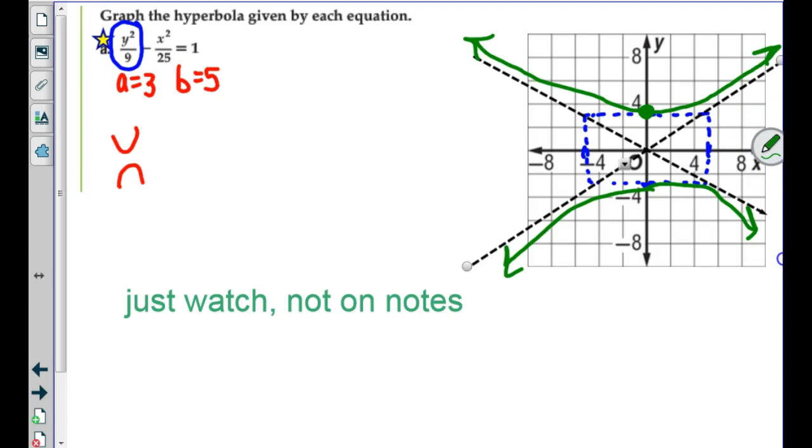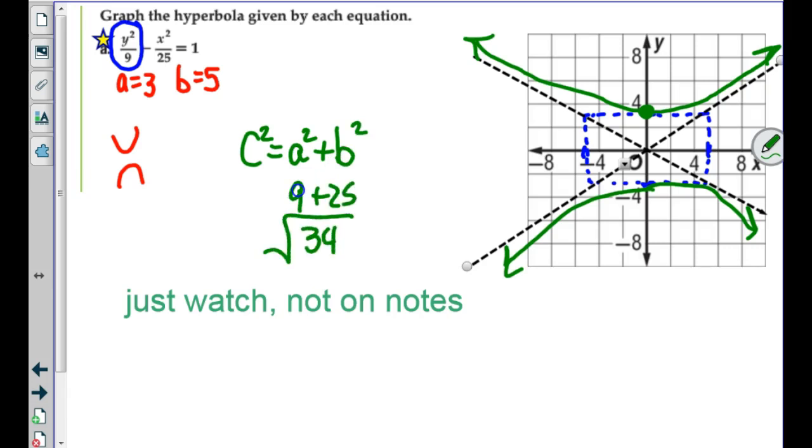And then you would find the foci. How do you find C this time, guys? Look at the recipe, it's different. It's a squared plus b squared. So this would be 9 plus 25 is 34. So yes, it's square root of 34. The reason it's not minus, because minus would put your foci inside the box, and we need them to be outside of the box, inside of the curvature of the hyperbola. Square root of 34 is almost 6, so the foci would be up here and down here.